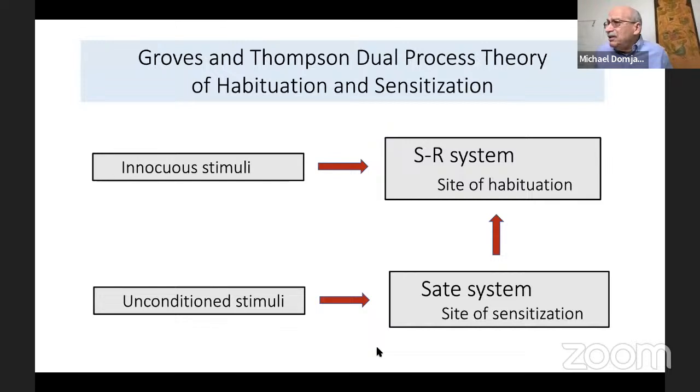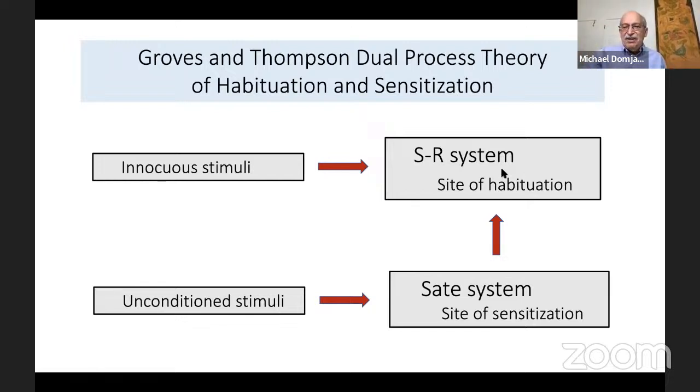So we're kind of starting to, I've been talking too long. So let me bring this around to a little more theoretical consideration. The most popular theory of habituation and sensitization is the Groves and Thompson dual process theory, in which innocuous stimuli are assumed to activate the S-R system, and that's where habituation occurs. Intense stimuli, things that we often call unconditioned stimuli, activate the state system, and that's the site of sensitization, and how much sensitization occurs can override the habituation effect that has occurred.